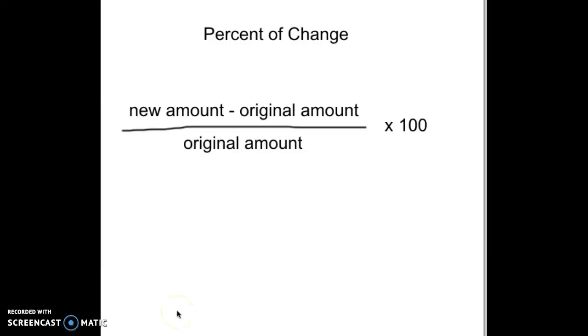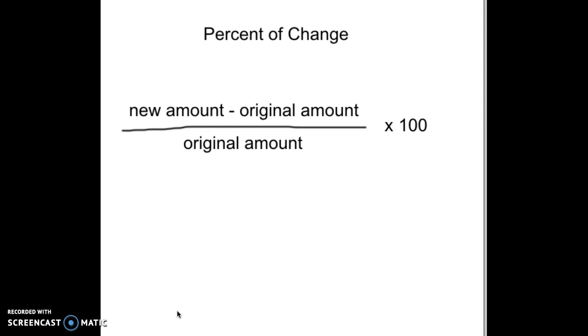Okay, today we're going to do percent of change. Percent of change is exactly what it sounds like. It's how much have you changed? What percent have you changed? So to find it, it's really just a formula. You put in the numbers and you get an answer. And big hint, your teacher might let you use a calculator on these.